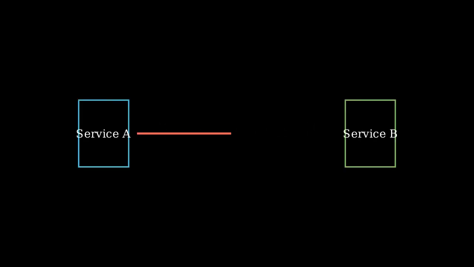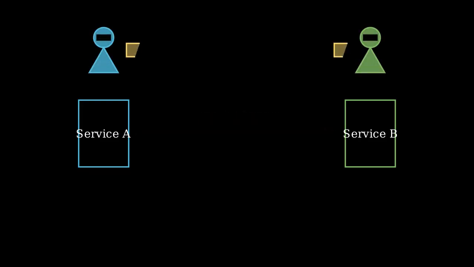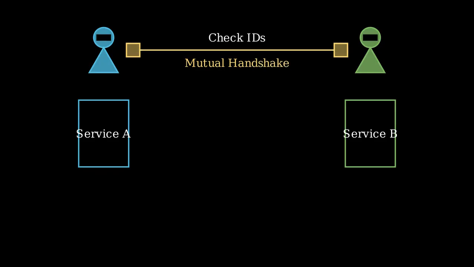How do you know who is on the other end of your digital connection? When Service A talks to Service B without protection, you are exposed to an unsafe channel that anyone can compromise. To fix this, think of your services like two people meeting in a secure facility. By wearing identification badges, they can perform a mutual handshake where they both check each other's IDs before talking.